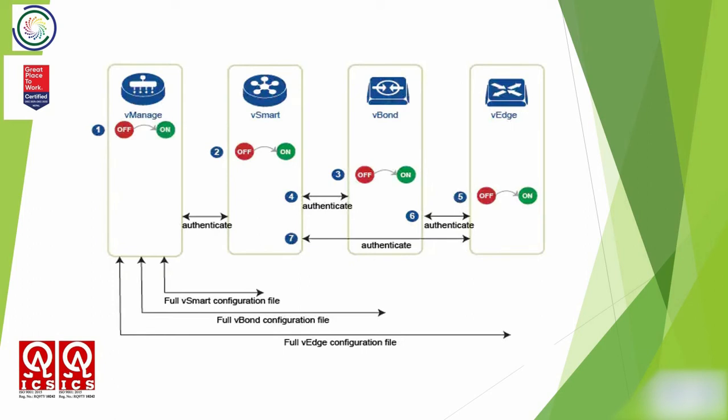Now when the vEdge comes online, the first step it does is it tries to communicate with the vBond. The vBond identifies a device based on the information provided by the vManage. After it authenticates the given vEdge device, it will provide the information of the vSmart and vManage to the vEdge devices. Now vEdge knows the information of vManage, vSmart and vBond.